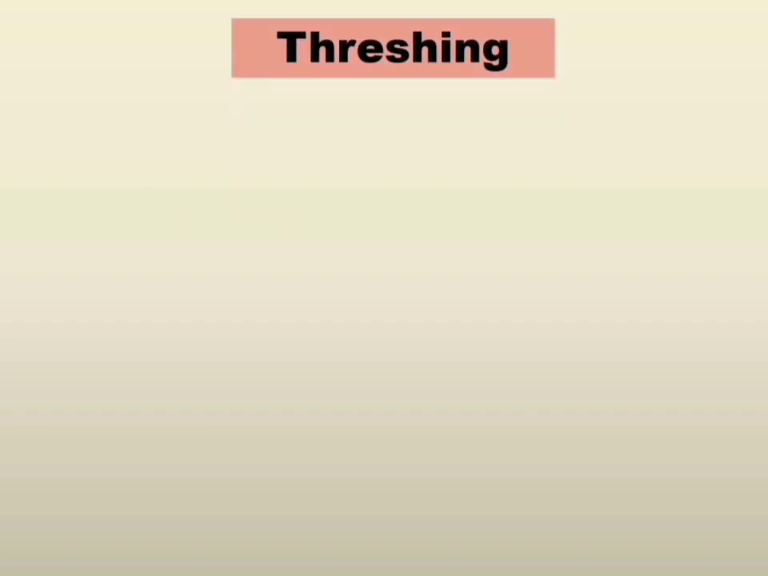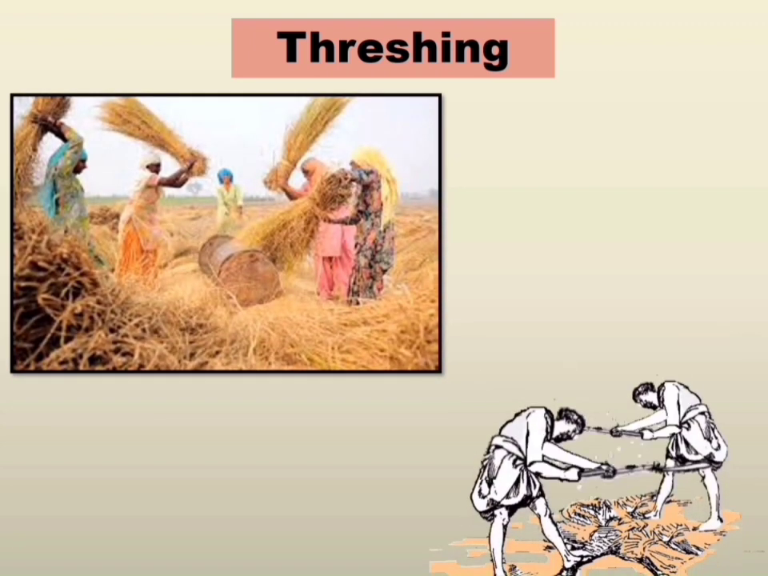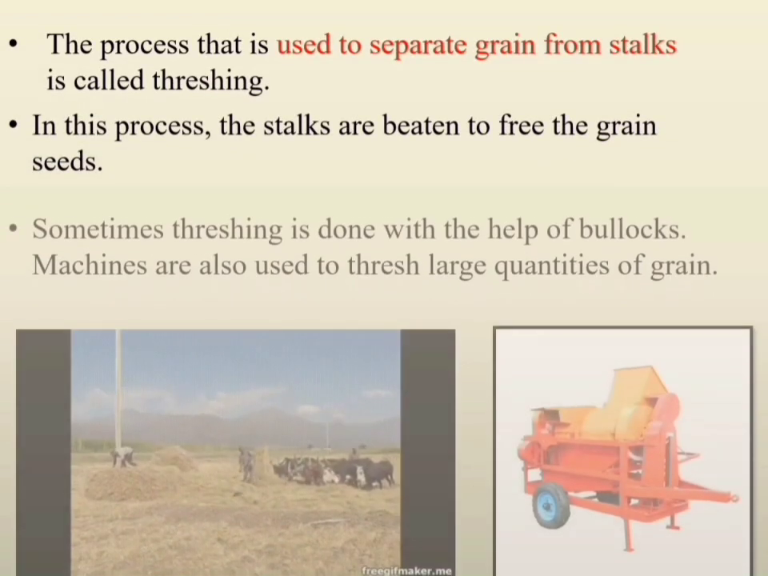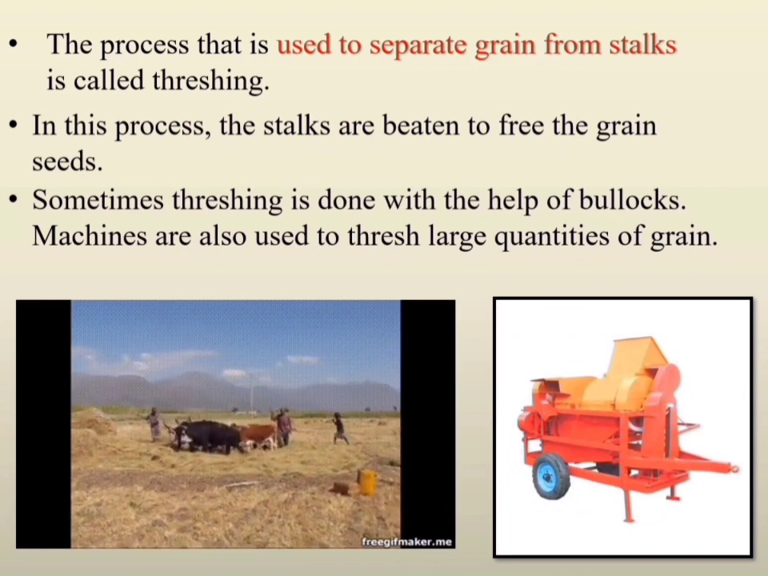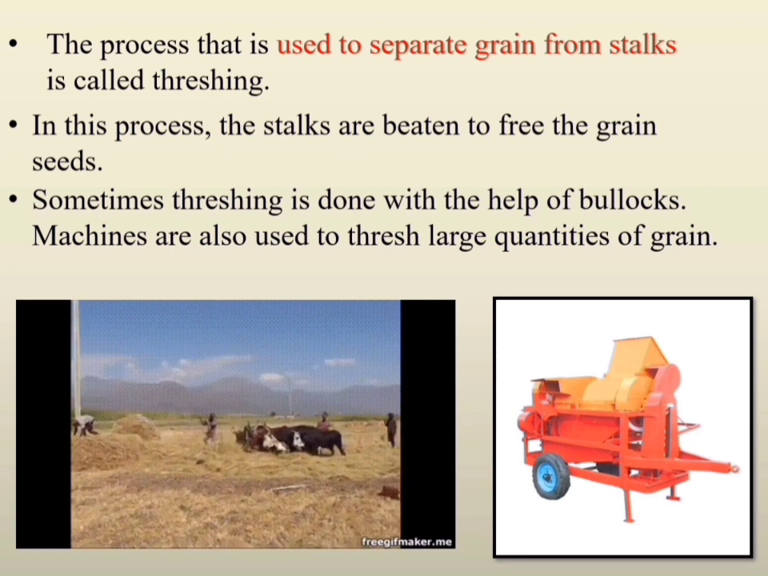The next method is threshing. This method is used to separate grains from stalk. Grain seeds are very small in size, so removing them with hands is very difficult. For this, we use the method of threshing. Here, the stalks are beaten to free them from grain seeds. Sometimes, threshing is done with hands. Sometimes it is done with the help of bullocks. Machines are also used to thresh large quantities of grains.